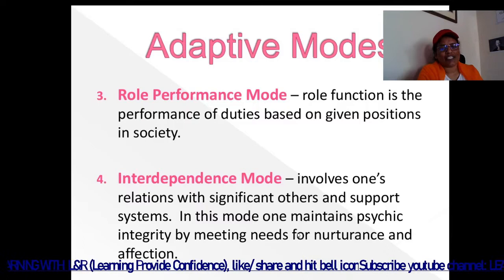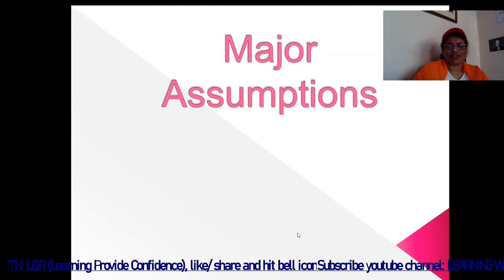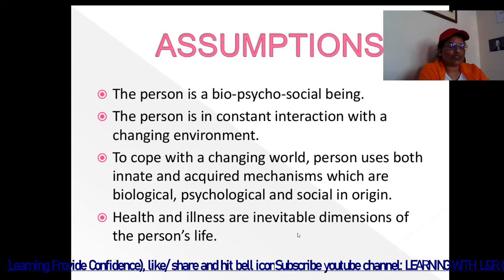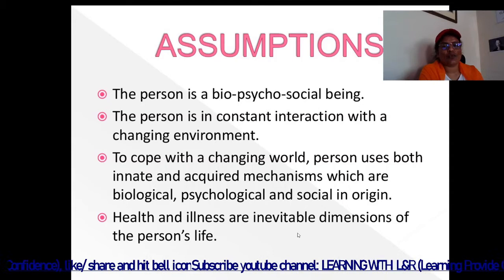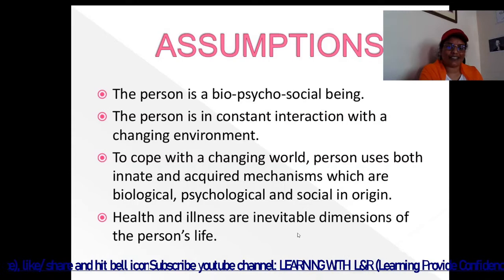Major assumptions, what are they? A person is a biopsychosocial being. The person is in constant interaction with the changing environment. To cope with the changing world, the person uses both innate and acquired mechanisms which are biological, psychological and social in origin. Health and illness are inevitable dimensions of the person's life.